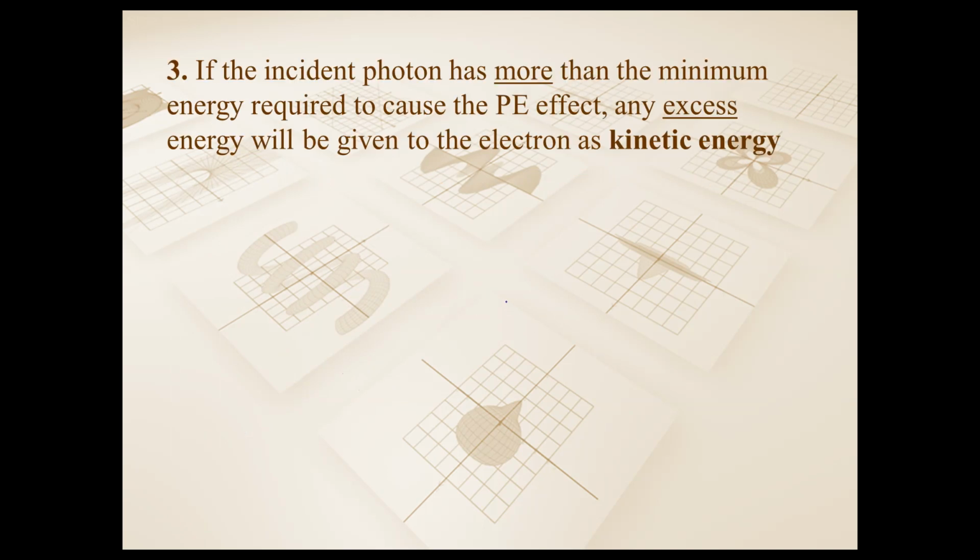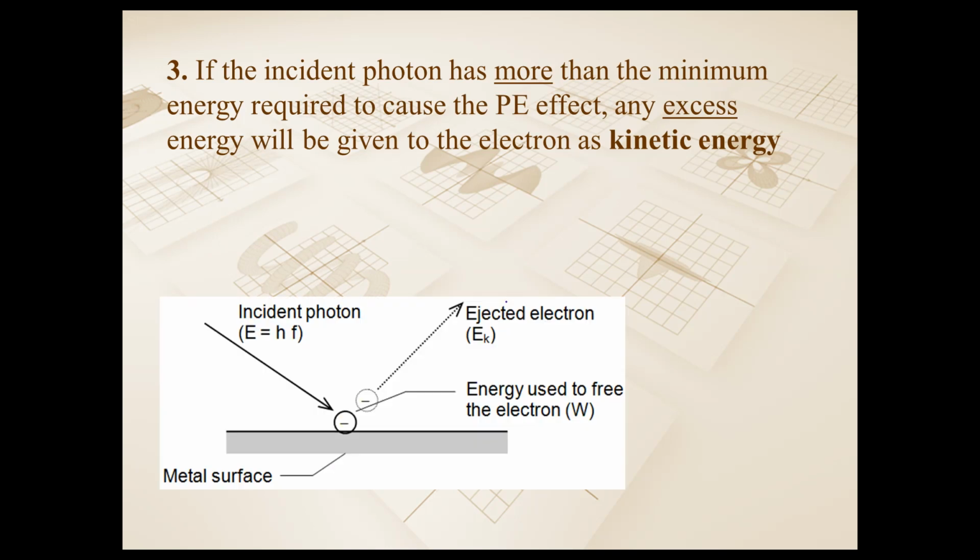The other observation tells us that if we shine a photon and it has more than the minimum energy required to cause the photoelectric effect, any excess energy will be given to the electron in the form of kinetic energy. Okay, so let's just focus on the cathode.